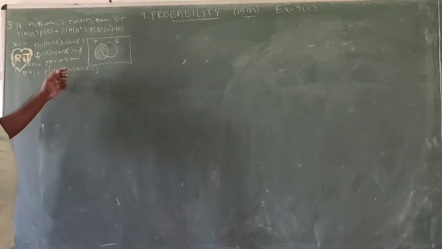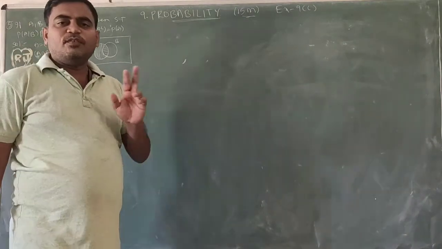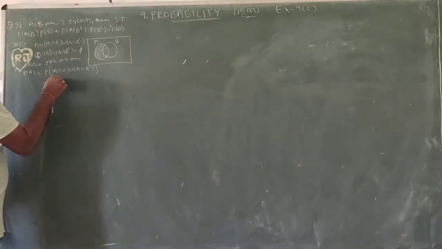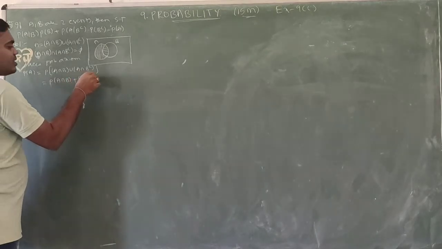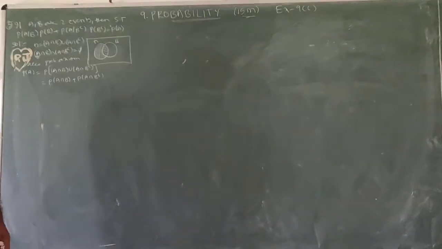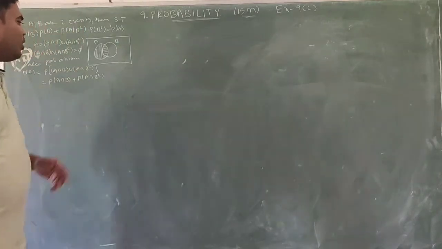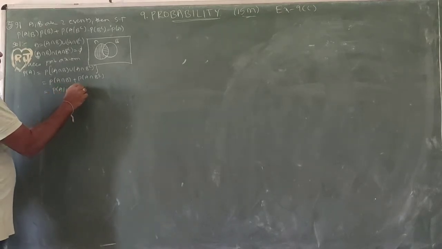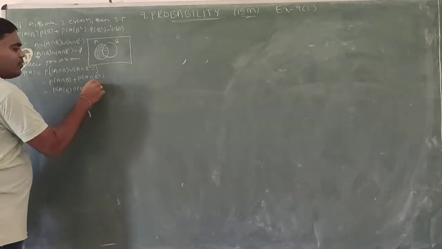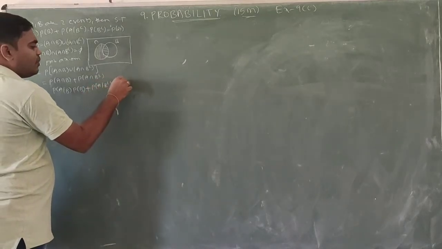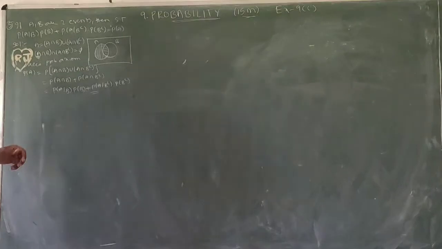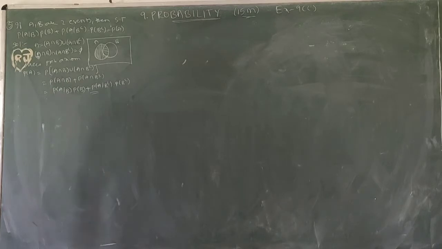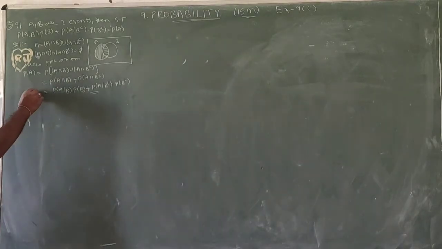So this is the union, this is A, this is B. P of A union B, if these are mutually exclusive, is P of A plus P of B. So P of A intersection B plus P of A intersection B complement. Now I want to apply the multiplication theorem. The multiplication theorem is P of A intersection B equal to P of A given B into P of B, plus P of A given B complement into P of B complement. So this is the required proof. This is equal to P of A.